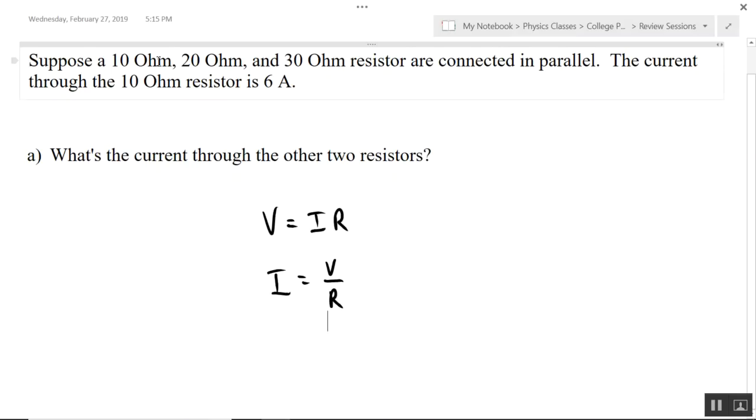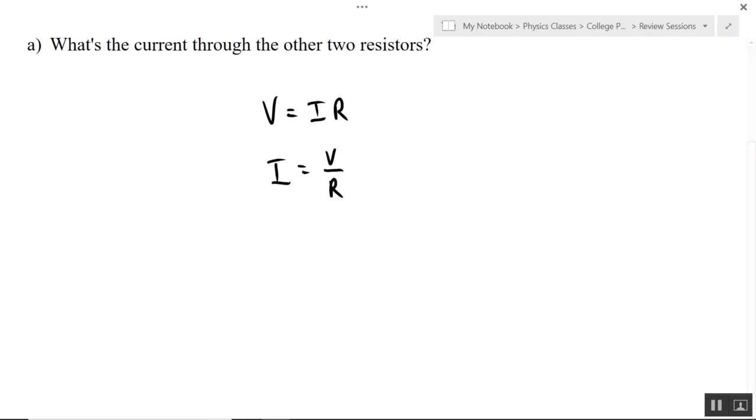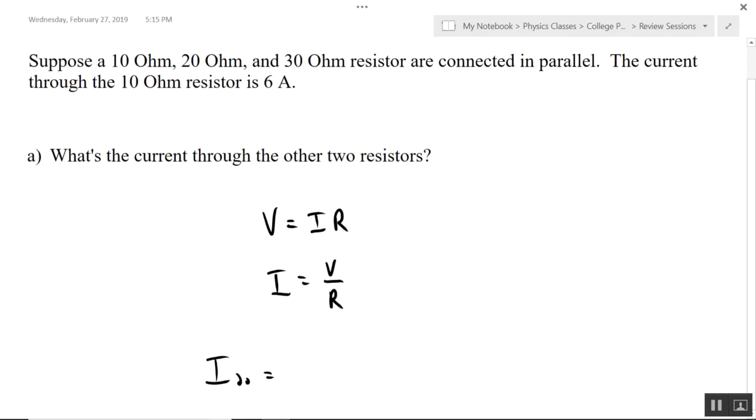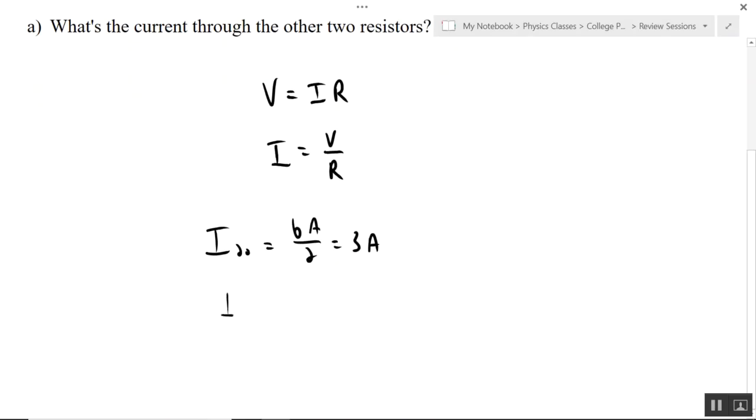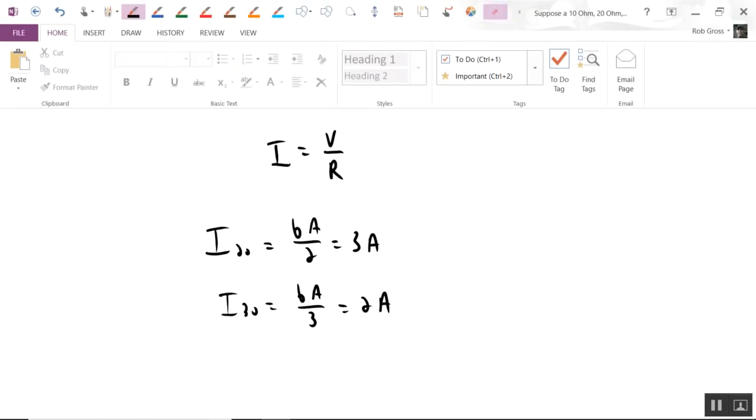And if you triple the current from 10 to 30, that reduces the current by 3, right? So I for the 20 is 6 amps divided by 2, because it's twice as big as 10. And then I for the 30 is 6 amps divided by 3, because it's 3 times bigger. So it's 2 amps, right? So it's 6 amps and 2 amps. That's one way to do it.